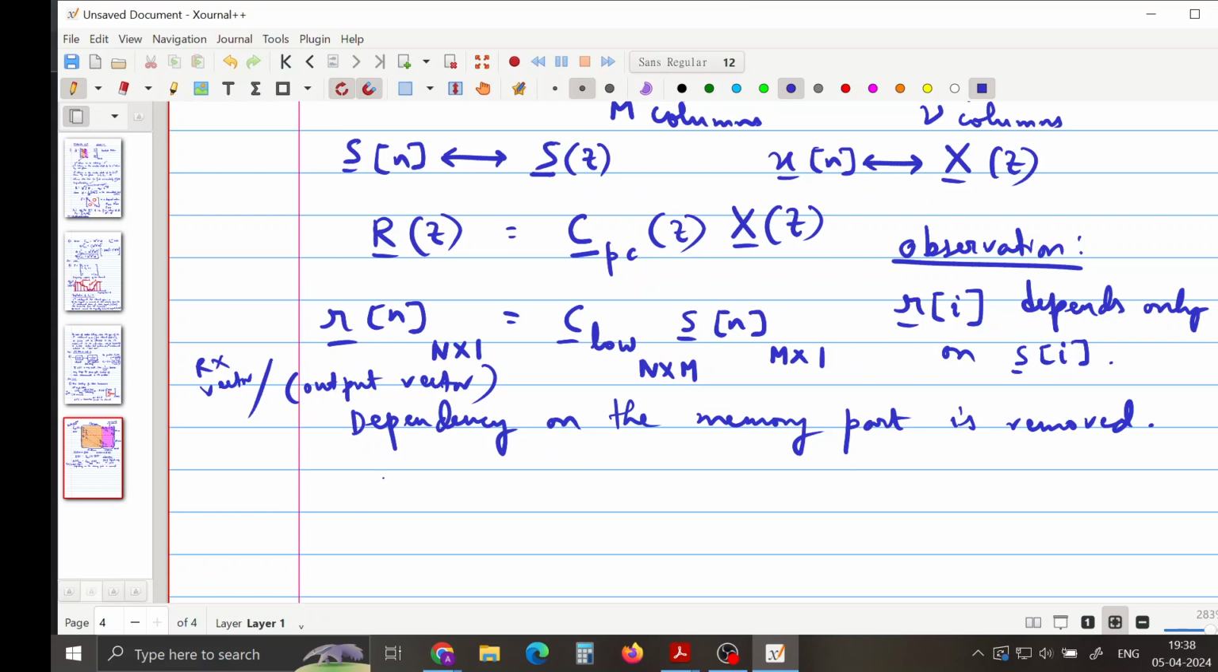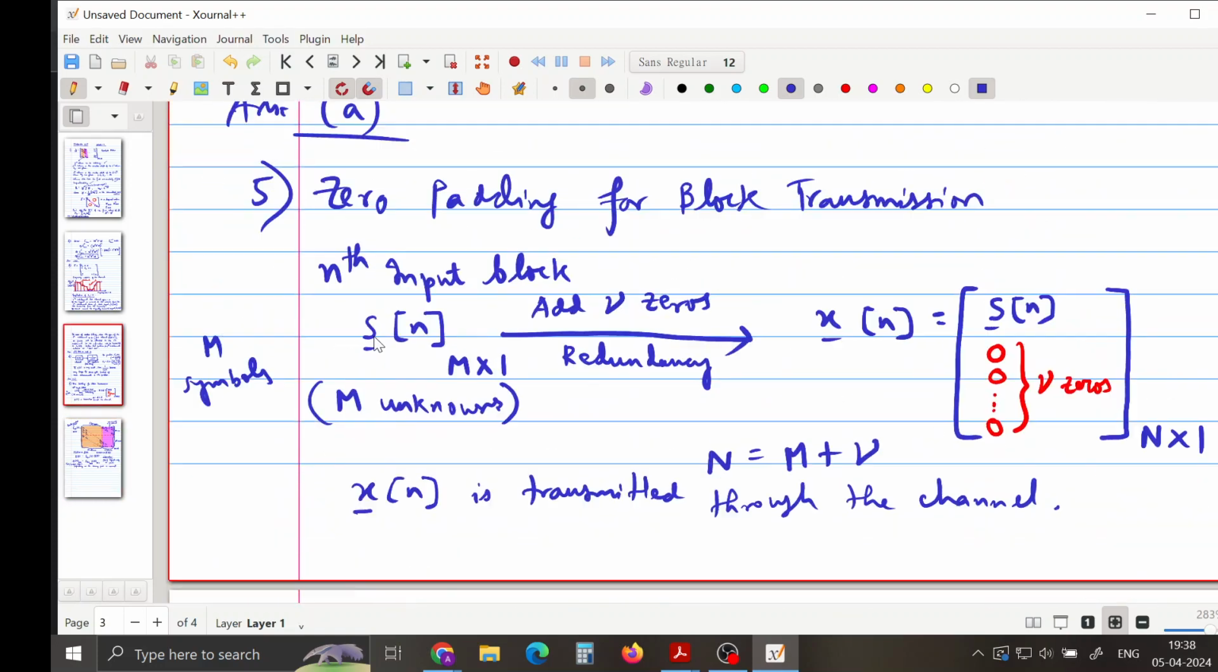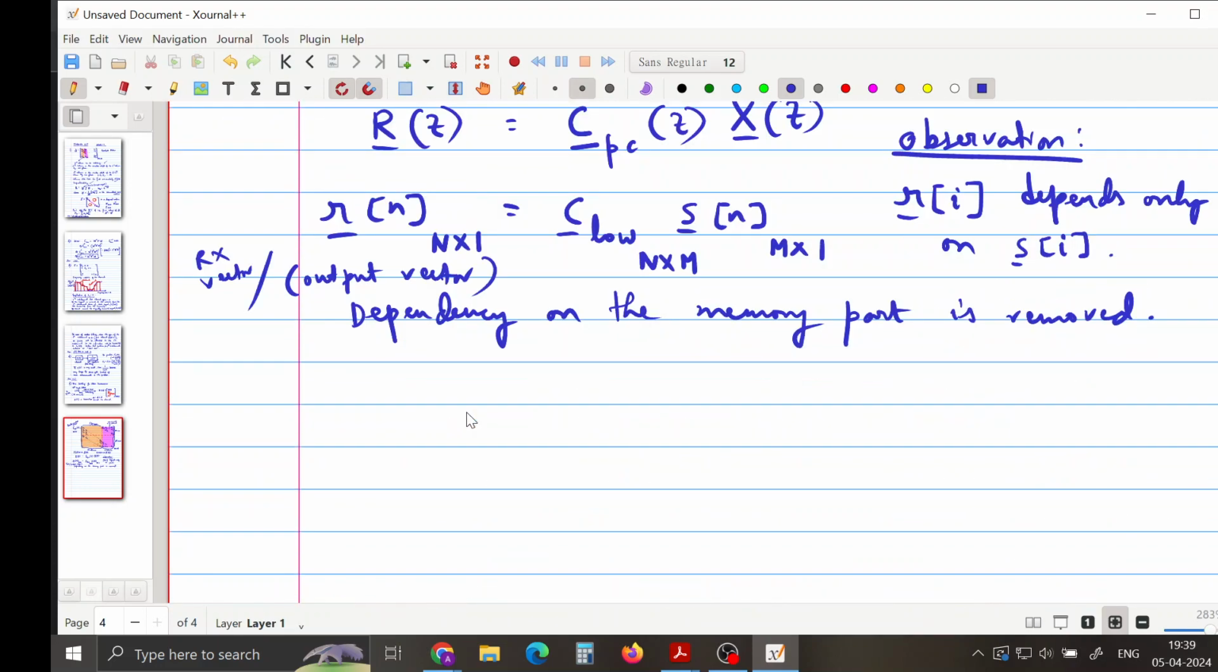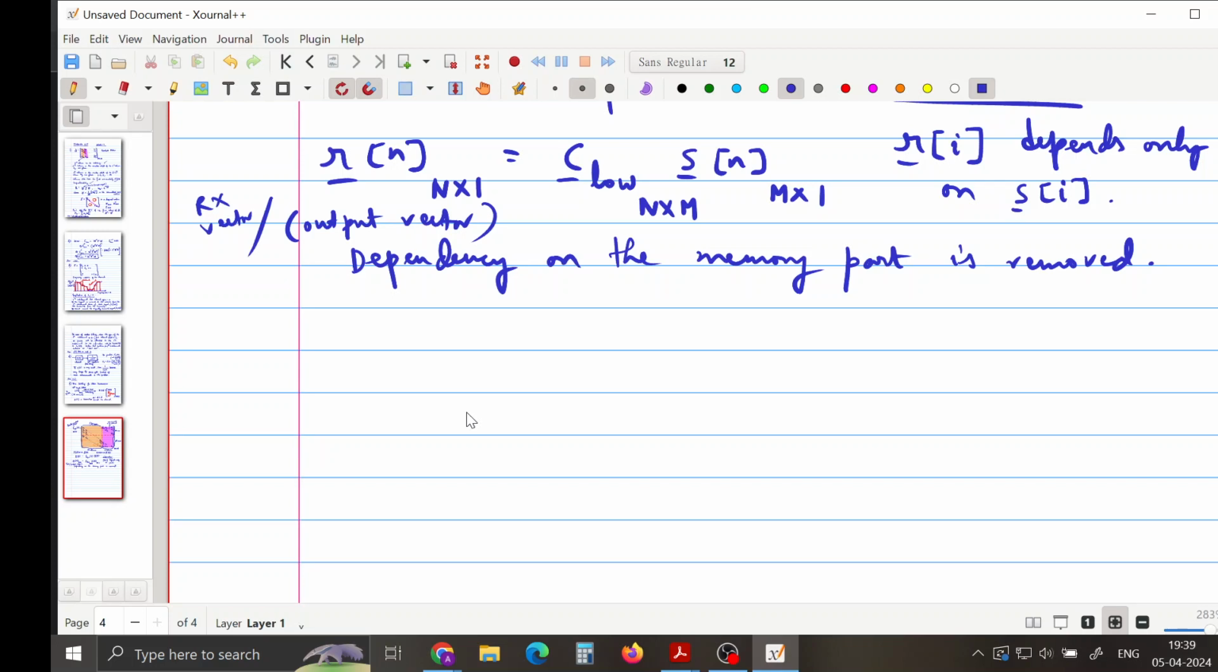And it turns out that in this received vector, how many symbols are there? Capital N. How many unknowns did I have initially? M unknowns, M symbols that I'm initially sending, right? Before even adding redundancy. So M unknowns and capital N equations. Capital N is greater than capital M, because capital N is capital M plus mu. Mu is the number of redundant zeros.